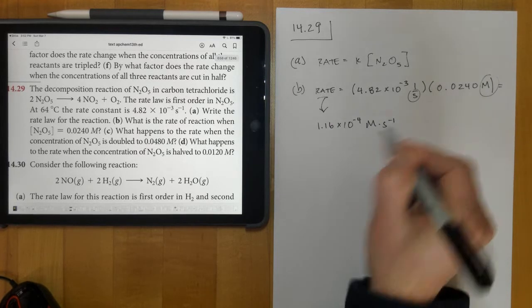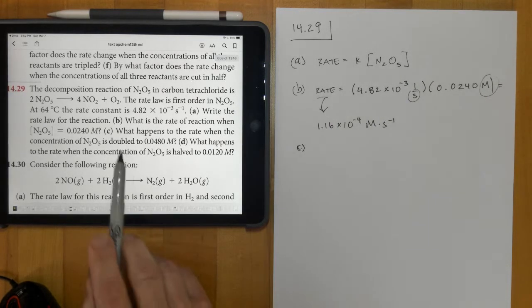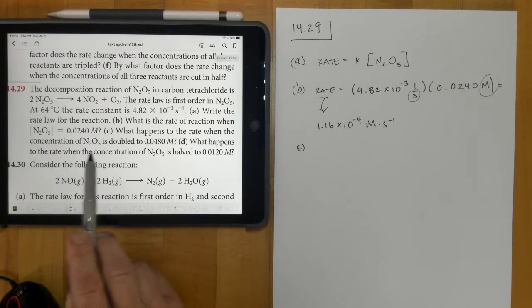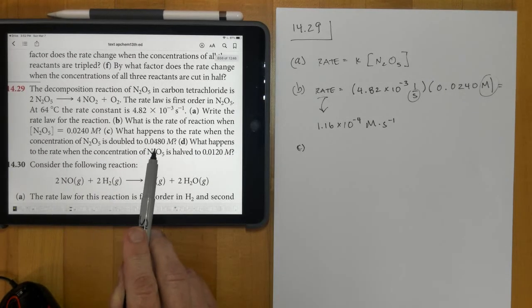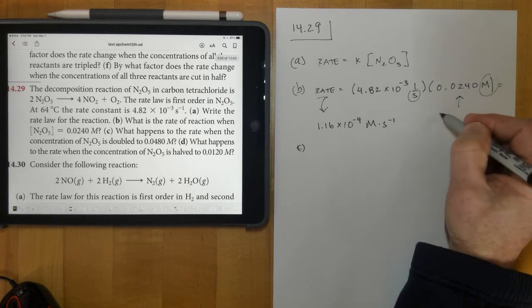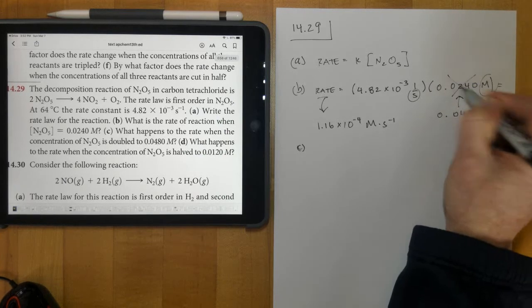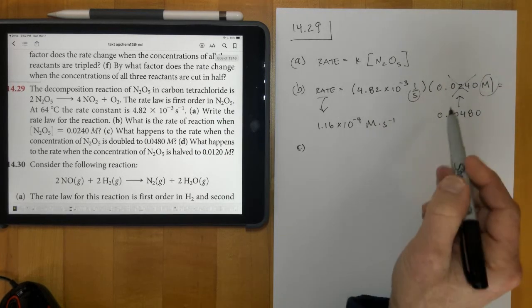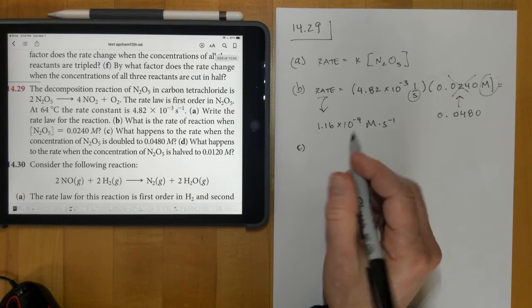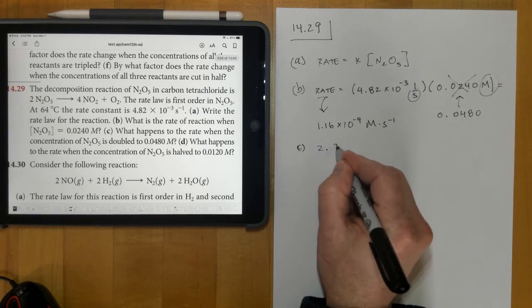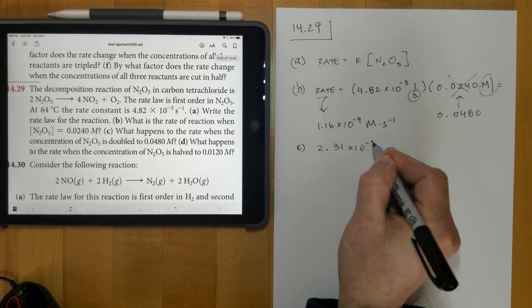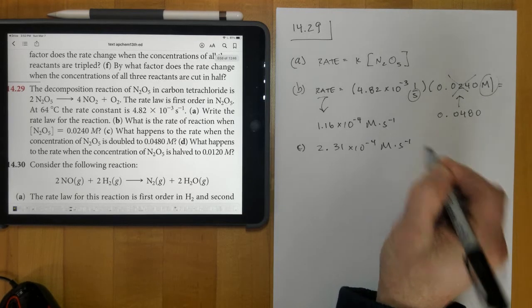molarity per second. And then letter C, it says what happens to the rate when the concentration of N2O5 is doubled. So now we're going to take this concentration and double it to be 0.0480. So we'll replace that, and then you have to do this new math on your calculator, and you end up with 2.31 times 10 to the negative fourth molarity per second.